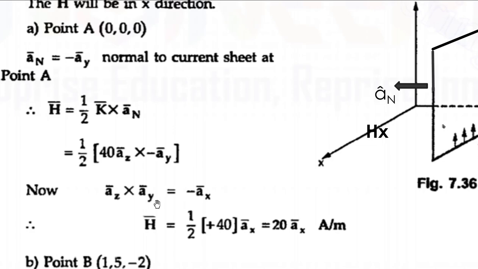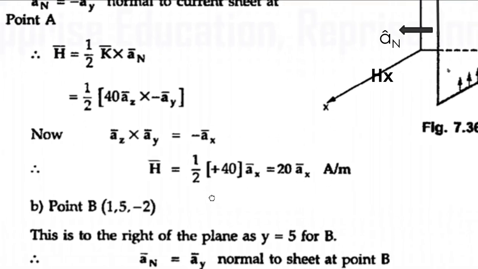Az cross ay is what? It is reverse. So we have to go to a, so we'll get minus ax cap. Only az cross ay is minus ax cap, and this minus, and already there is minus, so it will get plus. So it will be 1 half into 40 into az cross ay is equal to minus ax, and already minus sign is there, so it will become plus ax cap. So total it will become 20 ax cap ampere per meter. That's it. In this way we can find out intensity in two simple steps.